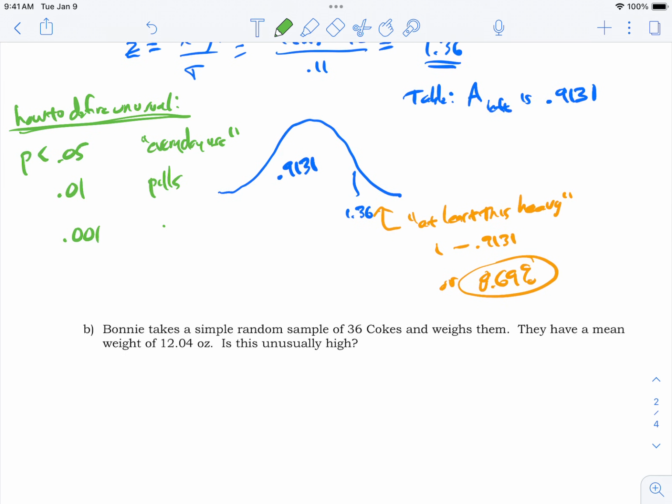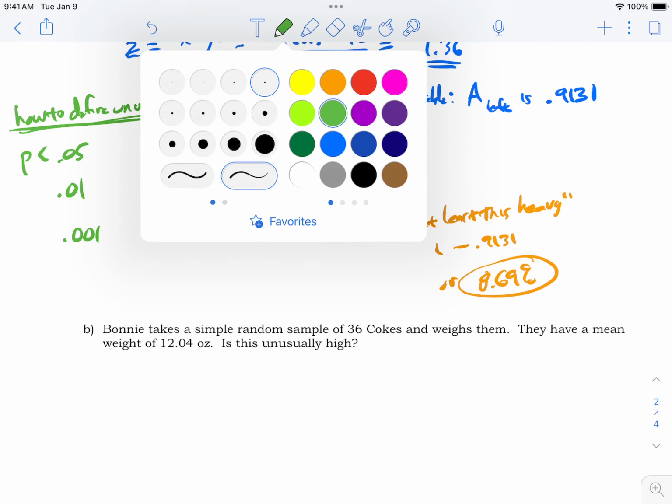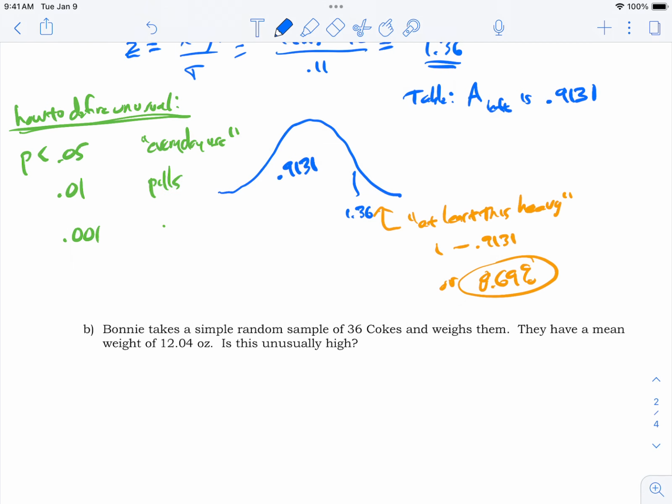Bonnie is going to try too. Bonnie says, you know what? I'm going to take a sample of 36 Cokes. Now, a simple random sample doesn't mean you go to the store and get 36 Cokes. It probably means you go to Cokes all over the country and grab 36 from random locations all over the country, and weigh them. Now, the mean weight of this sample of 36 Cokes is 12.04, which is very close to 12, right?